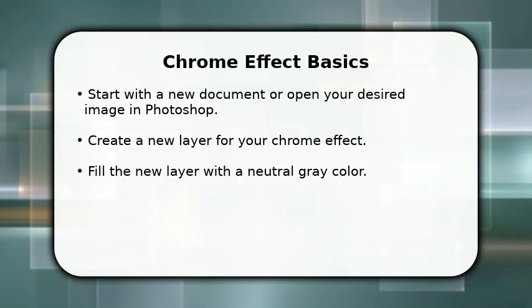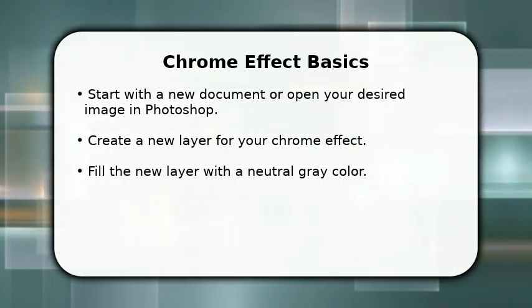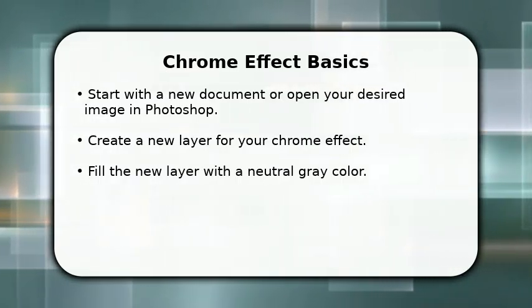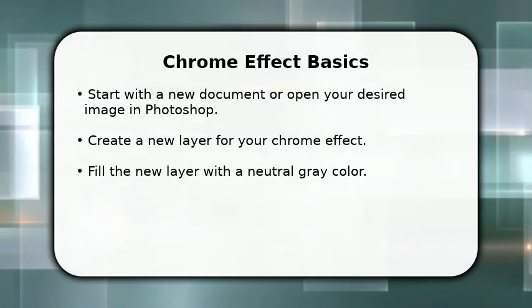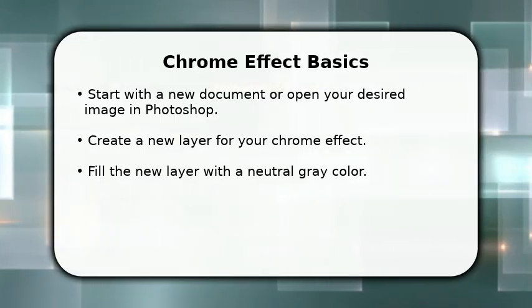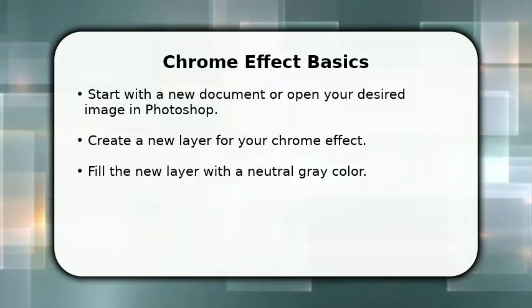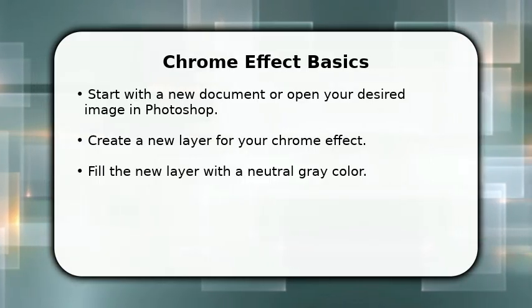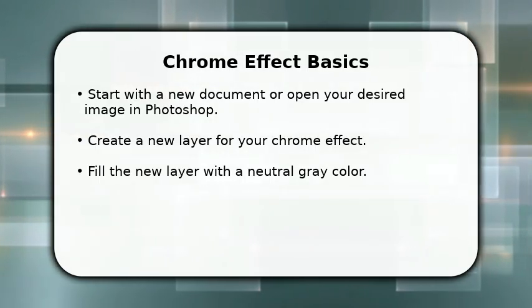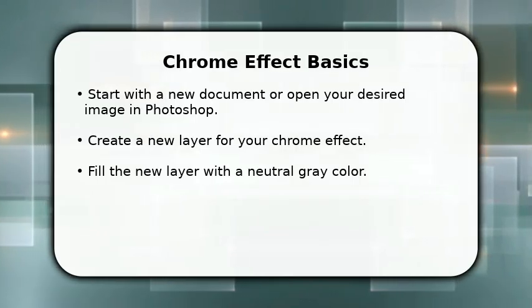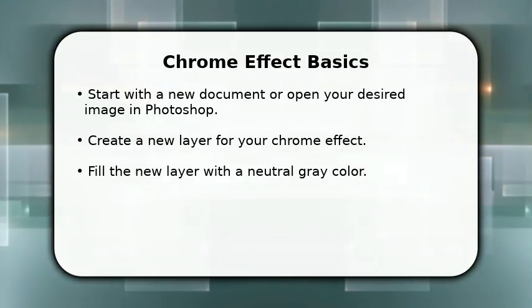First, open your image or create a new document. Then, add a new layer and fill it with a medium gray, like 50% gray. This provides a good base for the metallic look. We'll build the chrome effect on this layer, ensuring your original image remains untouched. This method is straightforward and yields impressive results quickly.